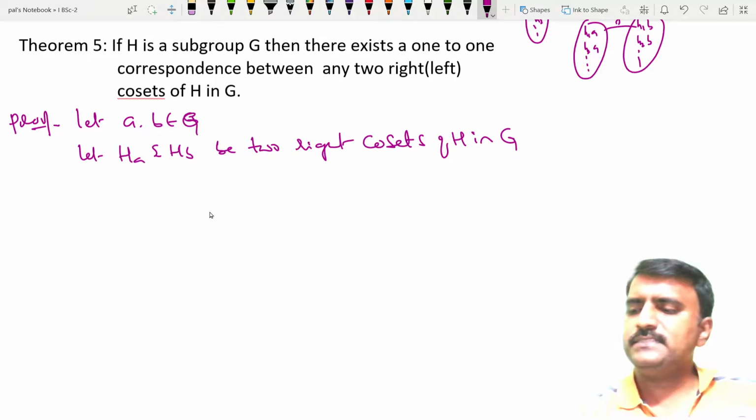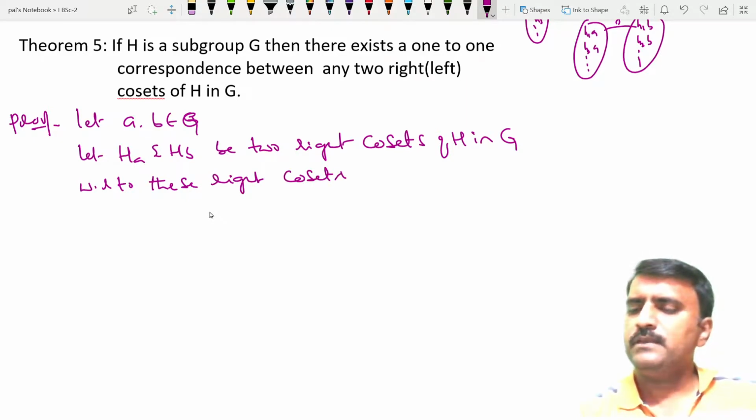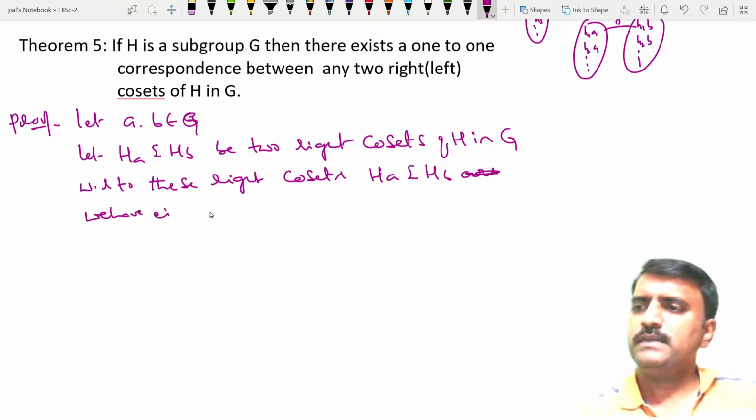So with respect to these right cosets, Ha and Hb, we have either two right cosets are identical or disjoint.